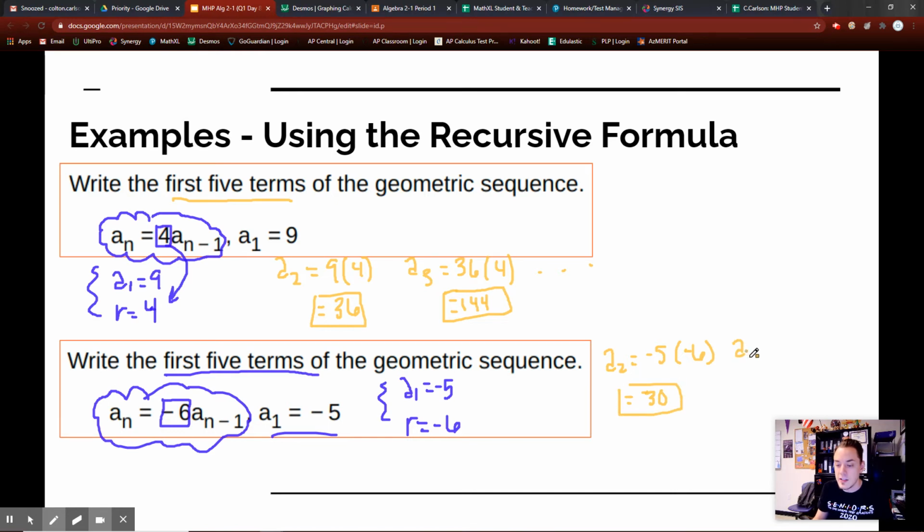And then let's do a sub 3 equals positive 30. Positive 30 times -6.